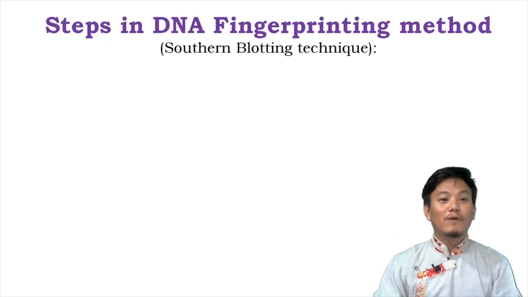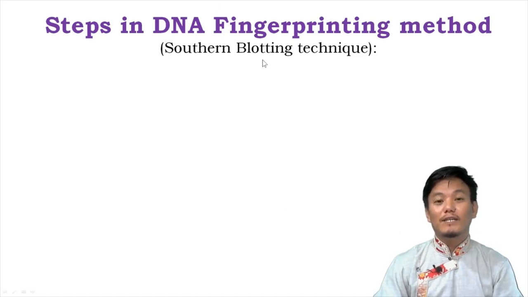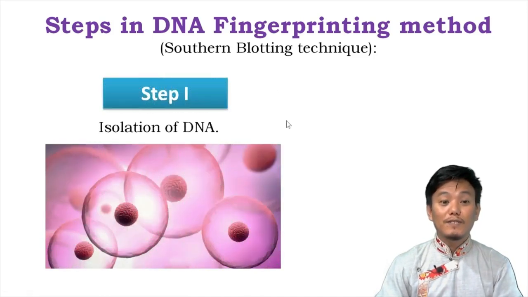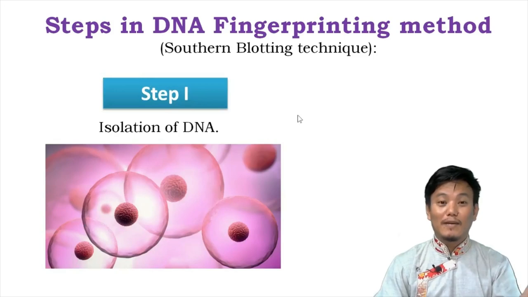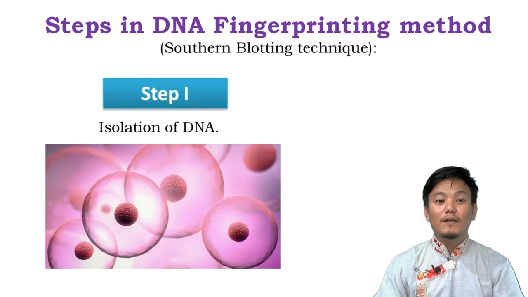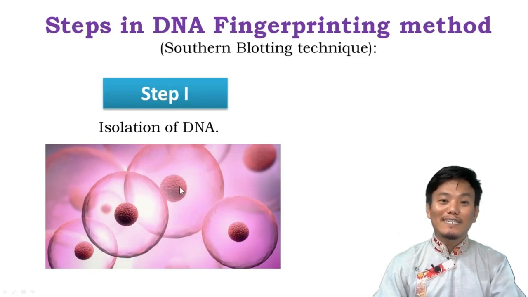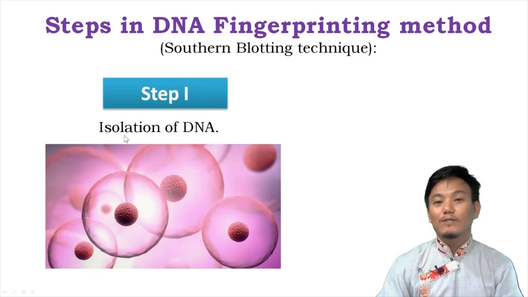Now let us discuss the steps in DNA fingerprinting method. Right. So the DNA fingerprinting method is a Southern blotting technique. Right. You will study about Southern blotting technique in your higher classes. In the steps in DNA fingerprinting method, in the first step, let's say we are trying to solve a crime, and if we find a biological sample over there, like a skin cell or blood cells, what we need to do is take the DNA out of the cell. So that is called isolation of the DNA.